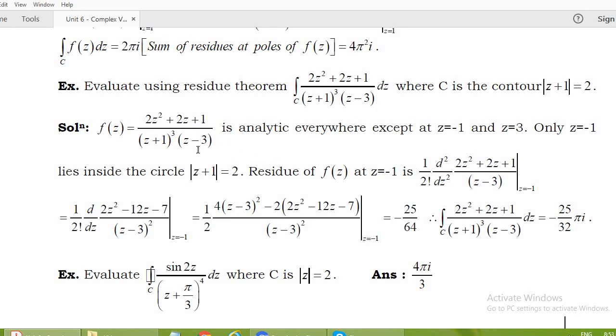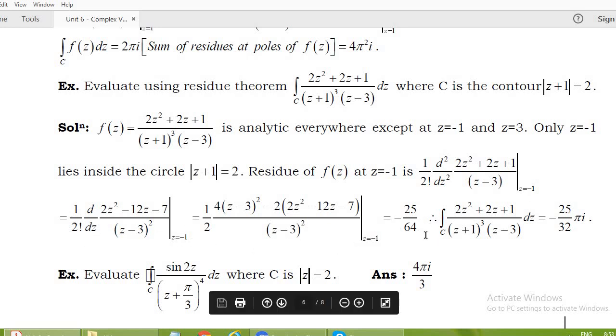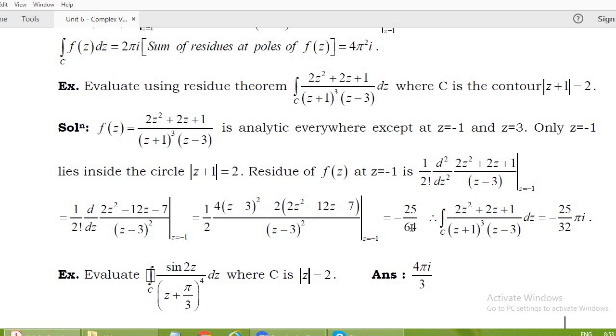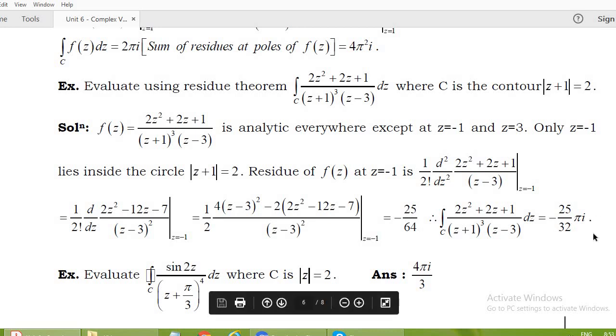So here we have to find the residue at only one point, z = −1, and z = −1 is a multiple pole of multiplicity 3. So the residue is 1 upon 2 factorial times the second derivative with respect to z of (z + 1)³ into f(z), and then put z = −1. That simplifies to −25/64, and the integration over closed curve C of f(z) dz is equal to 2πi times this quantity, which comes to −25πi/32.